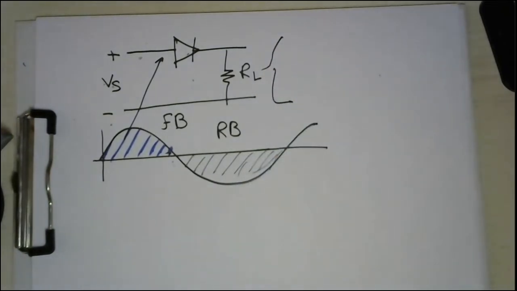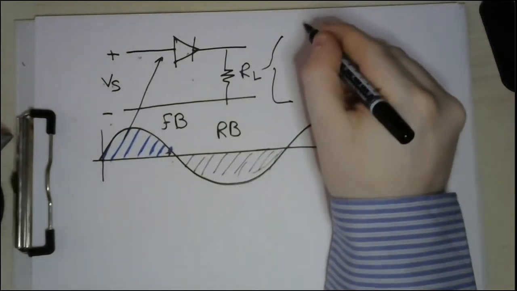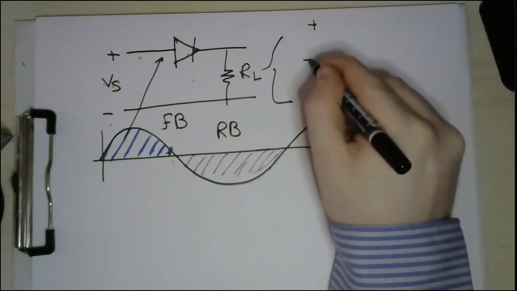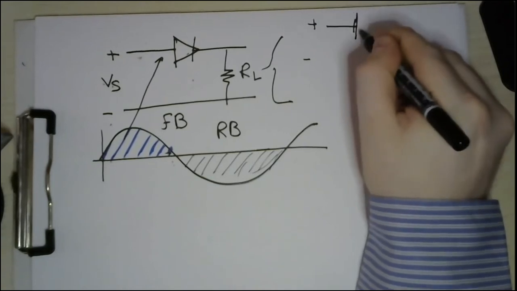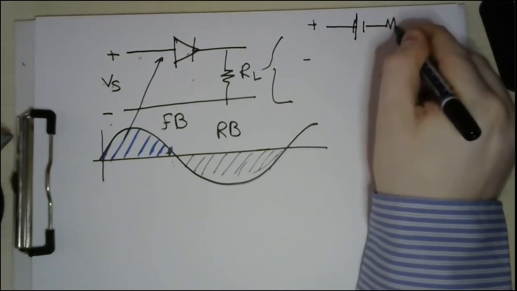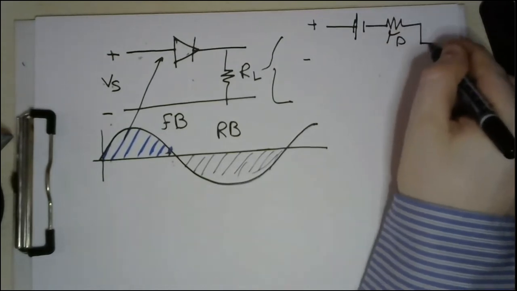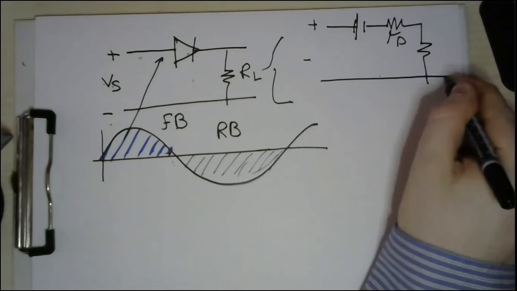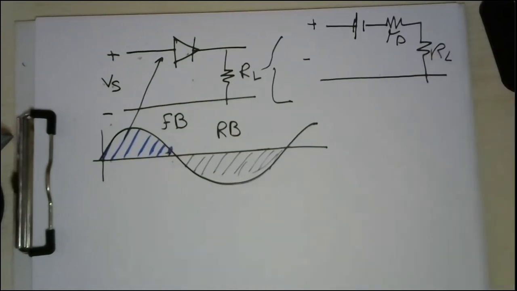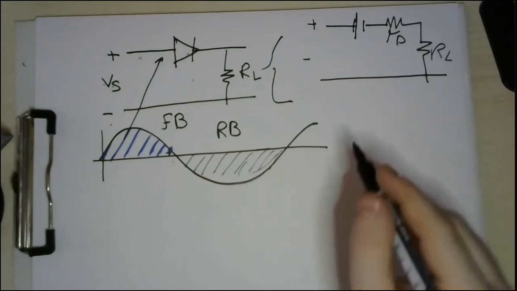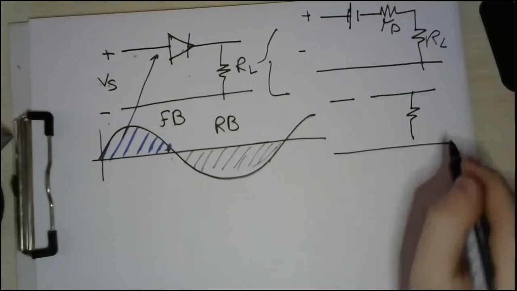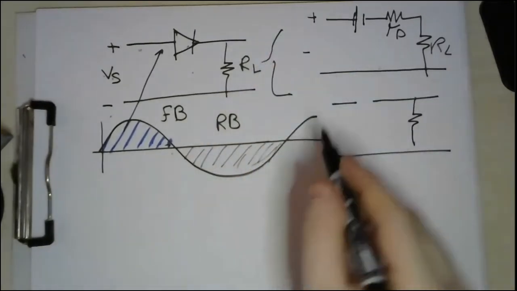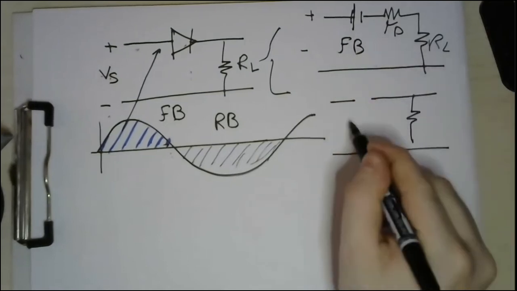If your circuit is in forward bias, I mean in the positive half cycle, then you will get something like this. You have this plus minus Vs, and now you have a battery and a resistance, which we call RD, and this is the load, which is RL. What if it's reverse? Then you have an open circuit and a resistance. So these are the two conditions. This is the forward bias condition, and this is the reverse bias condition.